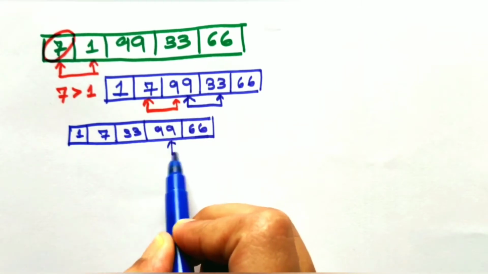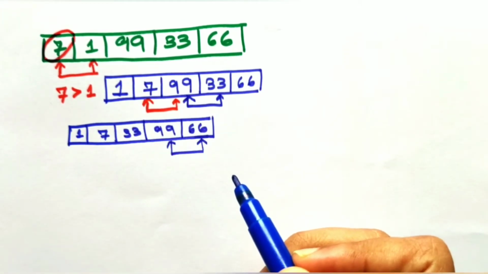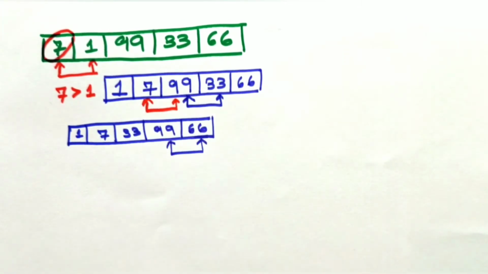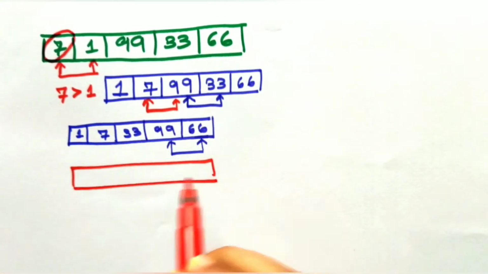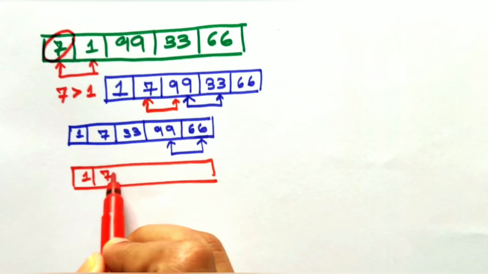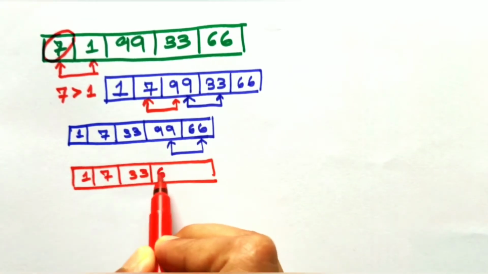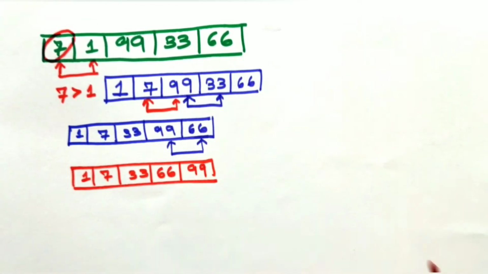Next, you compare 99 and 66. What do you get? You've got to swap them, and hence your new array becomes 1, 7, 33, 66, 99.